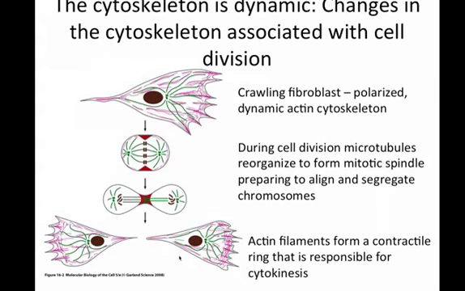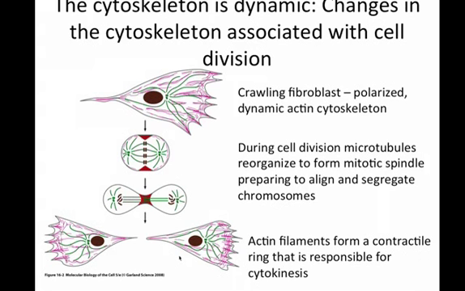Okay, so this is just an example, right? The cytoskeleton is very dynamic, it's constantly changing, and it needs to be changing because the cell needs to adapt to its environment. So this is just an example of different changes that occur in the cytoskeleton associated with cell division. Here you have your normal interphase fibroblast, and it crawls, it moves, so it's polarized, and it has a dynamic actin cytoskeleton. The actin is going to move in the direction that the cell needs to move in. So here you can see your leading edge.